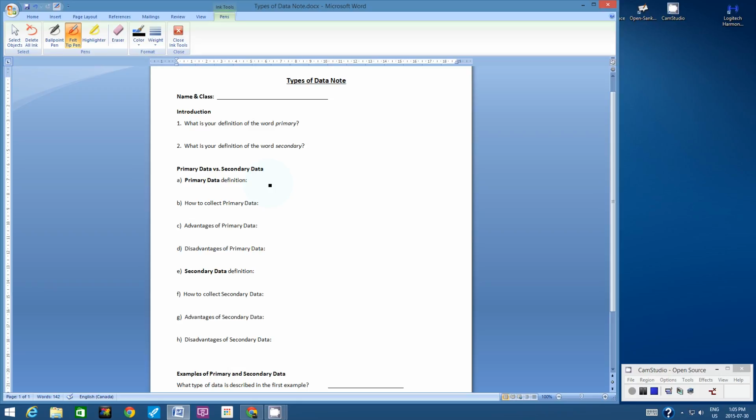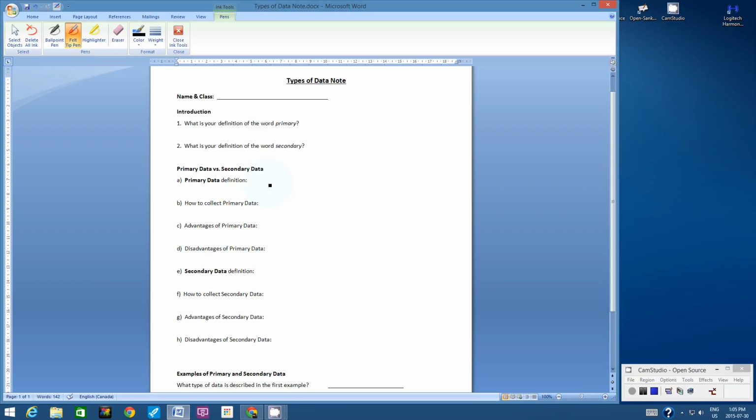Let's go to the next section, letter B, how to collect primary data. Okay, well, primary data comes from conducting interviews or questionnaires or surveys, experiments, and observations. Now remember, we are collecting the data ourselves, so we have to go and talk to people, observe people, okay, survey them.